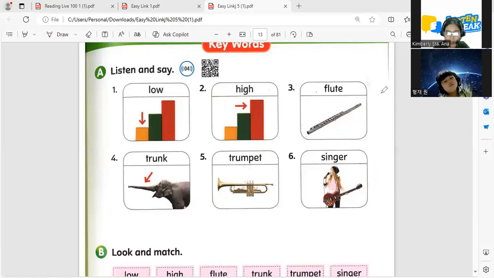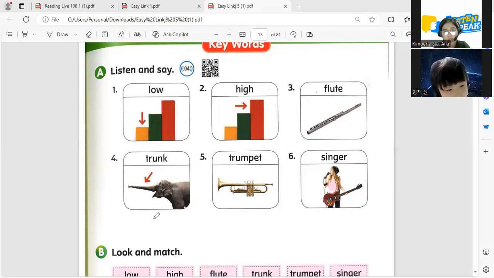Oh, sorry, we're not done with those. How about here? Number three. What's number three? Flute. Can a flute make a low sound or a high sound? High sound, very good. How about number four? Sorry, you need to look here in our book. Okay, what is this?